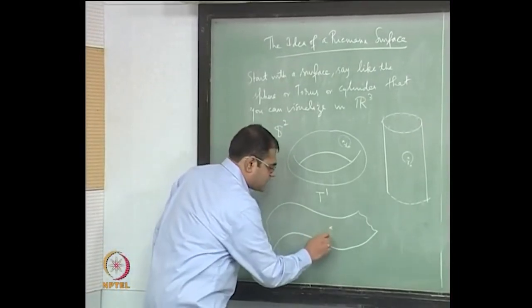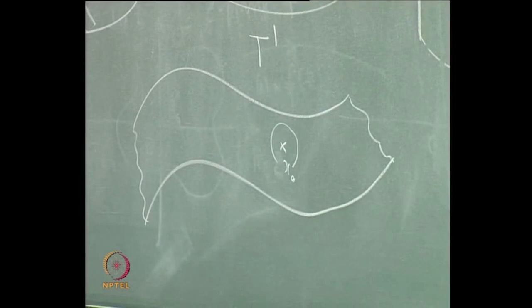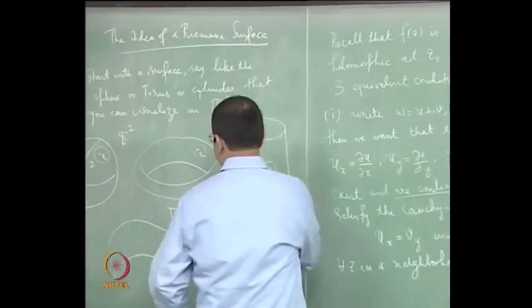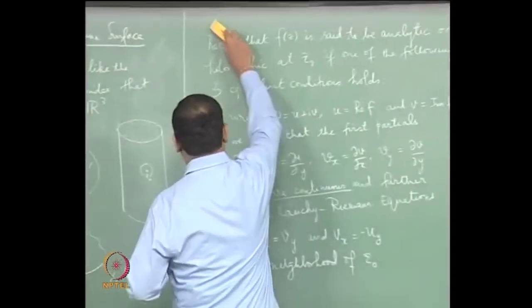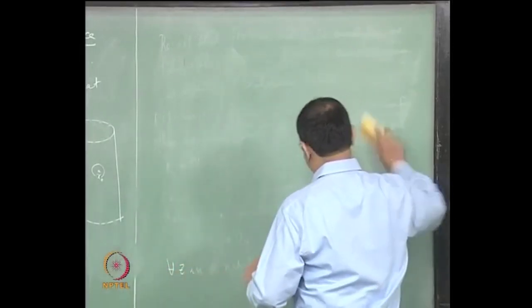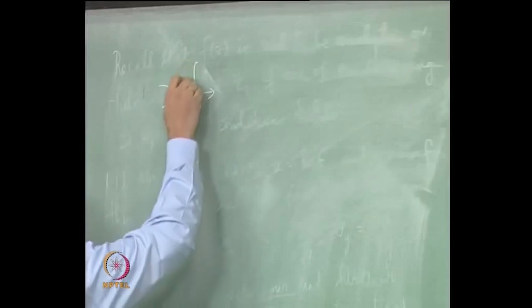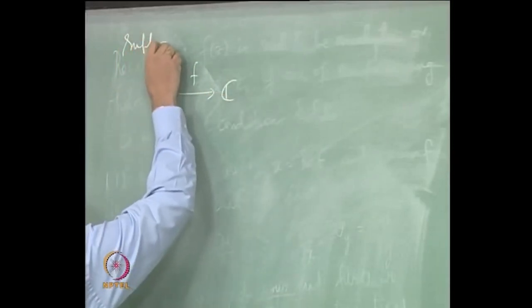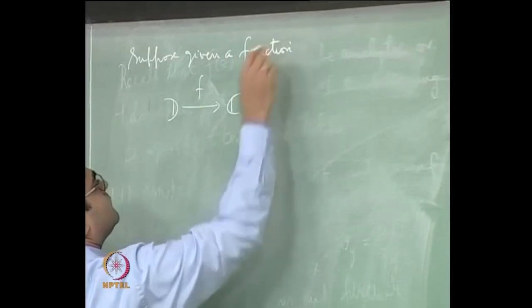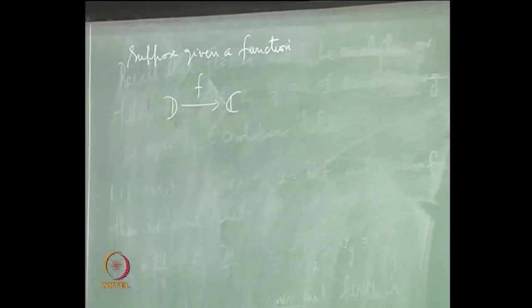And on a general surface also, here is my point and here is my disk-like neighborhood, okay. Let me call this more generally as x. So x could be any one of the 3, or even other things that you can think of. And what is it that I want to do? Suppose you are given a function f from this disk-like neighborhood D to C, okay. So it's a complex valued function, okay.